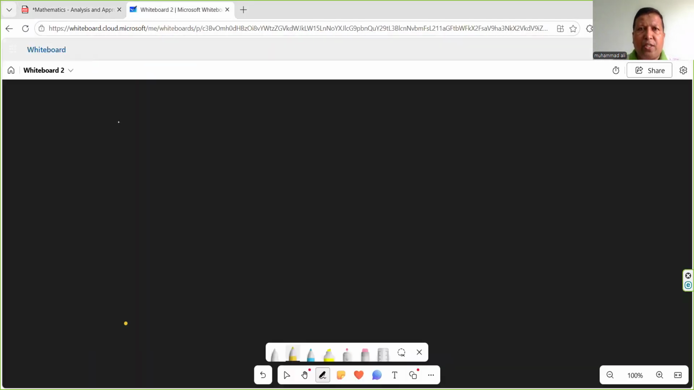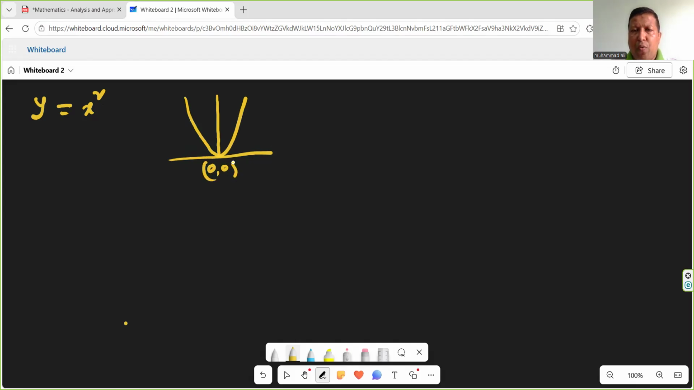If we sketch this curve, y equals x squared, it will definitely be U-shaped and pass through 0, 0. What is the lowest value of this curve? That means, what is the lowest y value of this curve? This is 0, and all other values are greater than 0. Here the y value is positive, and here also positive, up to infinity.